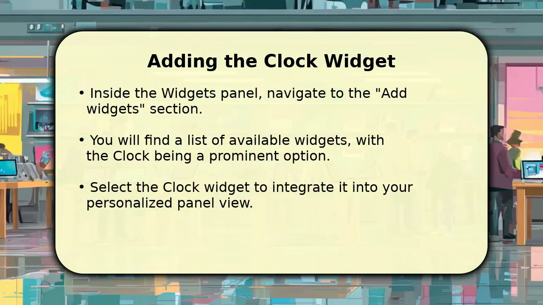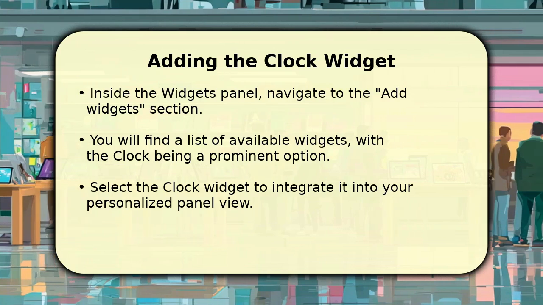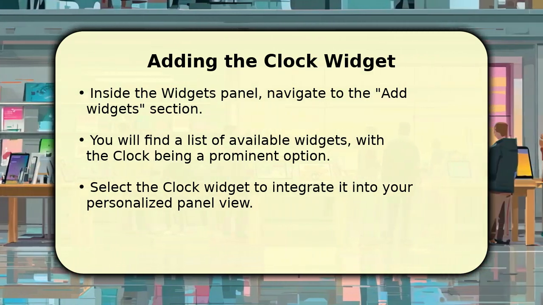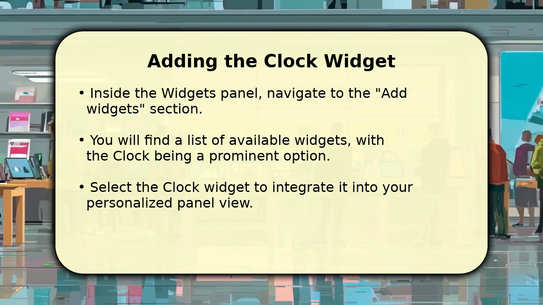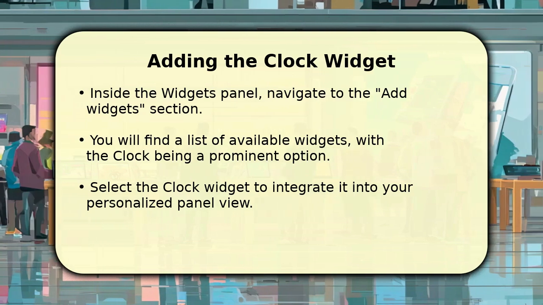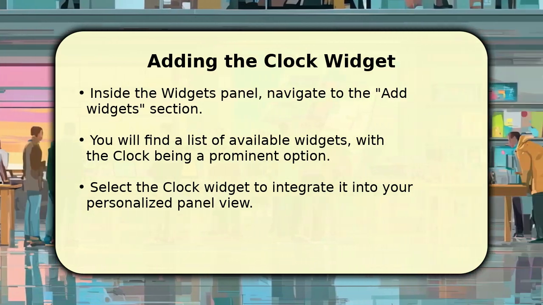Click the Add Widgets button to bring up a list of all available options. You may need to scroll down slightly to locate the clock widget. Once you spot it, simply click the small plus sign next to clock. This action immediately adds the time-telling widget to your main widgets panel, making it visible and ready to use.